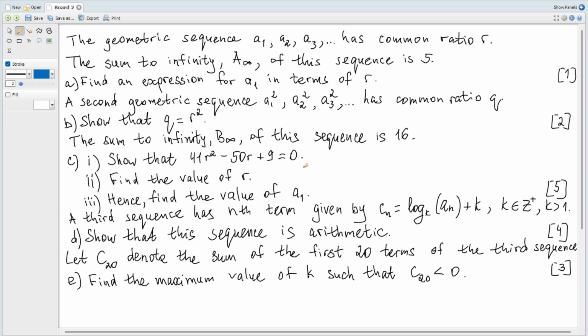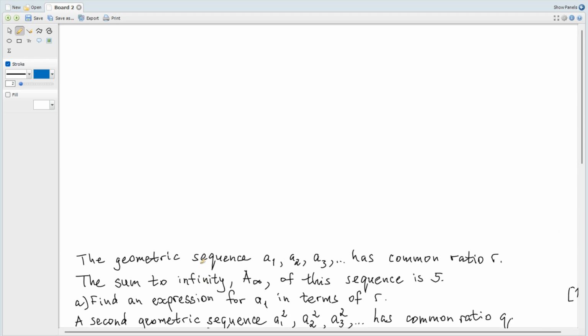The geometric sequence a1, a2 and so on has common ratio r. The sum to infinity of this sequence is 5. Question A. Find an expression for a1 in terms of r. What is the sum to infinity? A formula is given in a data booklet. It says that it's the first term, which is a1 here, divided by 1 minus common ratio. So a1 divided by 1 minus r. So it becomes 5 is a1 over 1 minus r, hence a1 is 5 minus 5r.